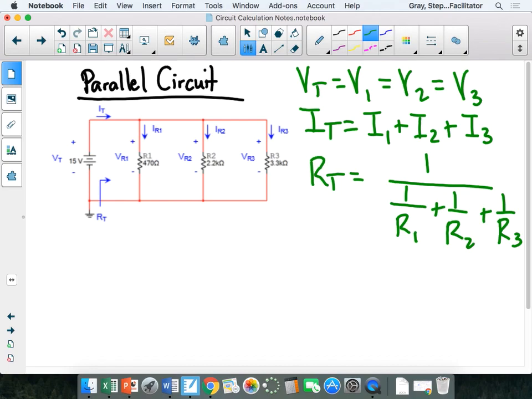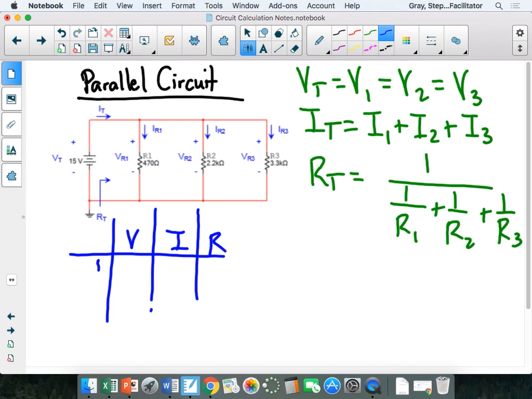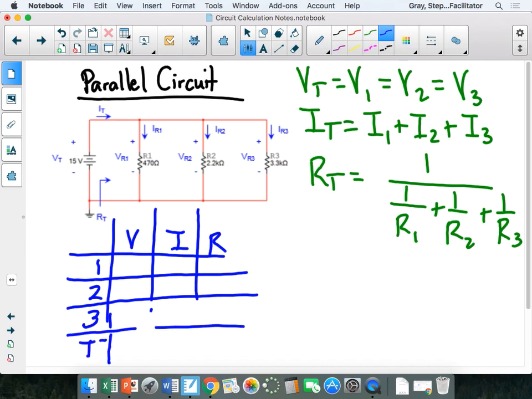But we're going to make our chart again. So still the same chart. We've got 1, 2, 3, and a total again. So voltage, current, resistance. Okay, so we're going to fill in what we know. So we know resistance, 470 ohms.